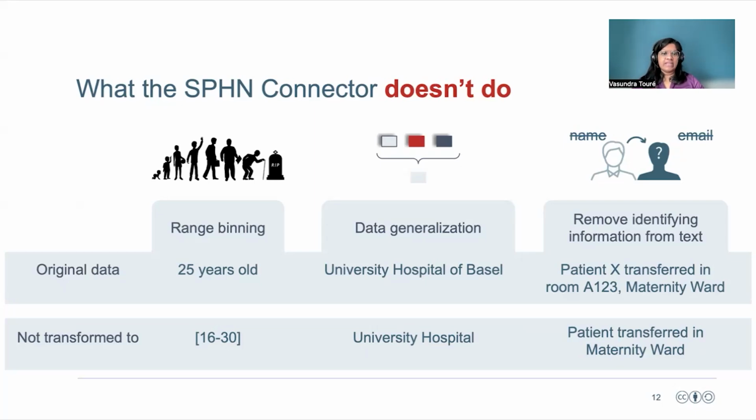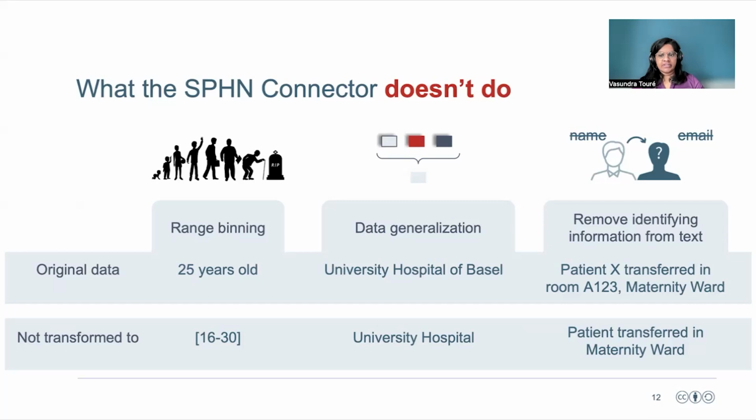It doesn't do any range binning. So if you have data of a patient which is 25 years old, it will not put this patient into a bin of 16 to 30 years old, so you don't know the exact age of the patient, for example. The connector doesn't do data generalization. If you have data coming from University Hospital of Basel and it doesn't matter too much to the project where exactly the data came from, the data will not get generalized to just university hospital, for instance.